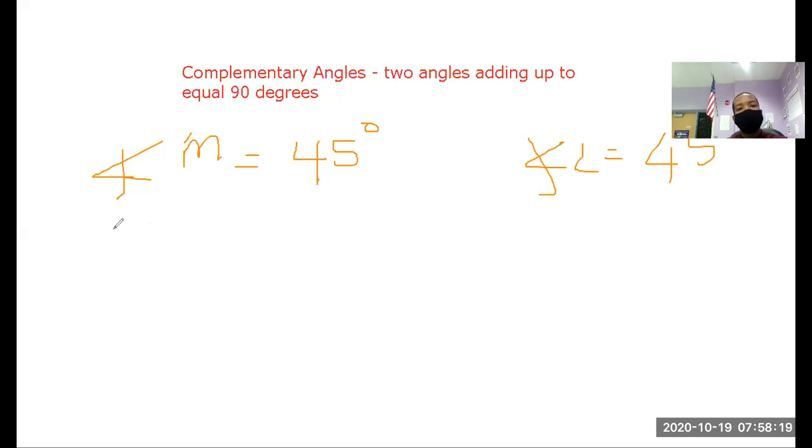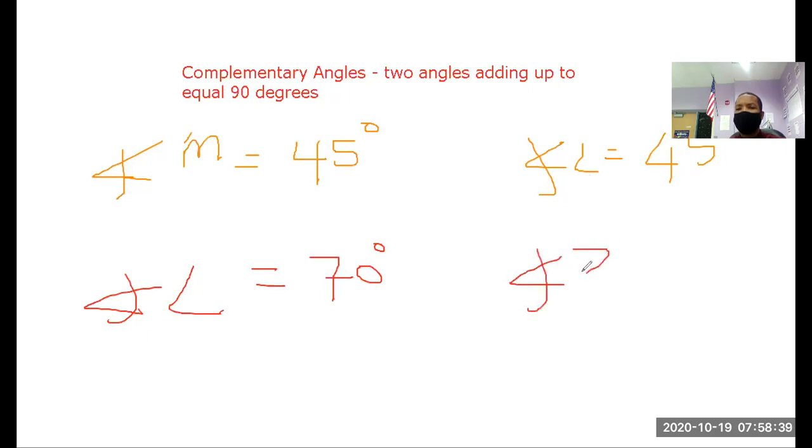Let's do another example. If there is an angle L, and that one is equal to 70 degrees, and if both angles together should equal to 90 degrees, and they tell me that angle Z is complementary to angle L, then angle Z is 20 degrees.